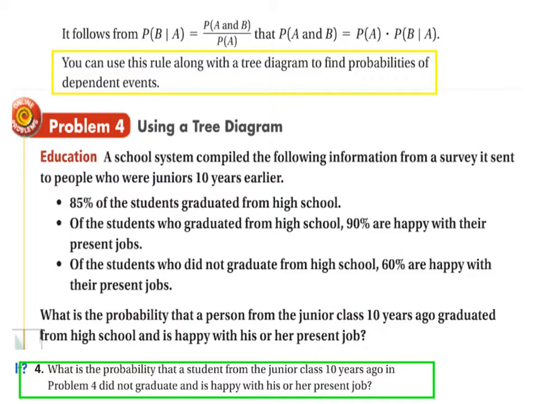Here we're going to really look at using our probability formula for finding the probability of B given A. And this is, again, up here. You may want to write this down somewhere. I know I did.